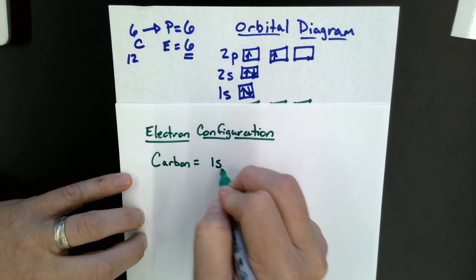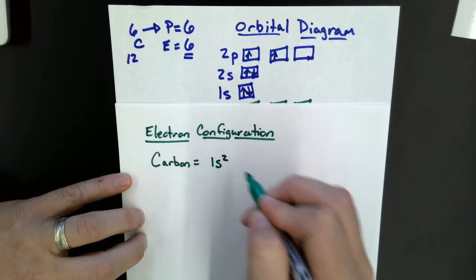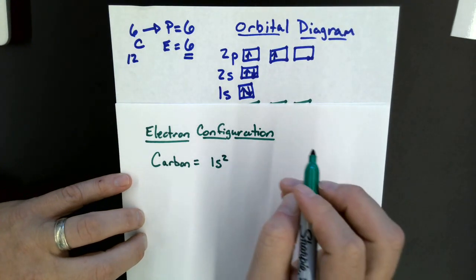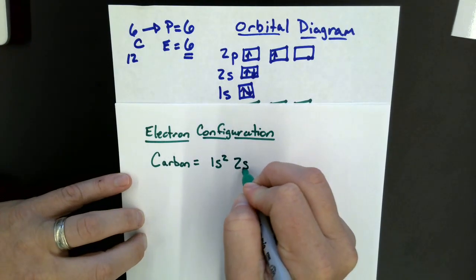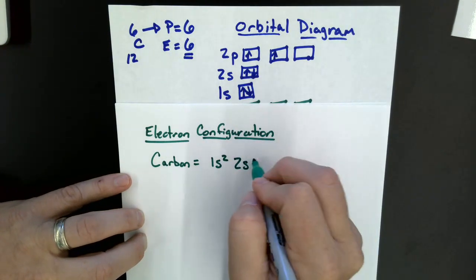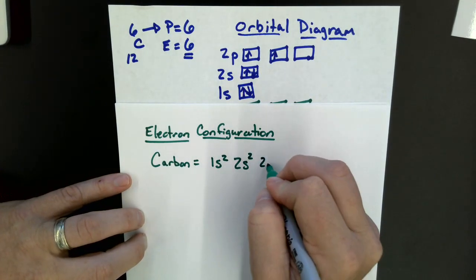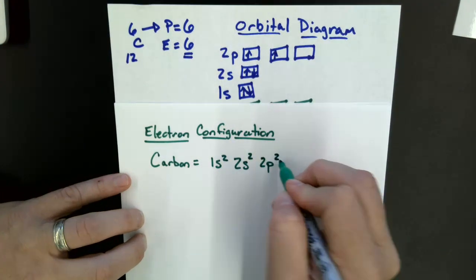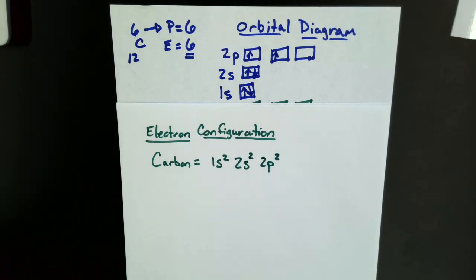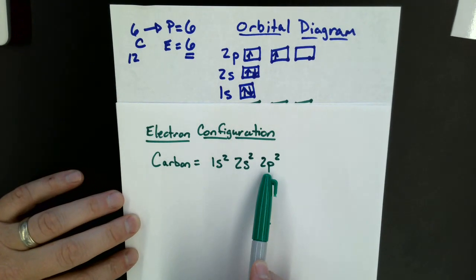So we have filled out 1s. How many electrons did we put in there? We put an up and a down. So we say 1s2 because we put 2 electrons in there. If we go to our next level, we have 2s, and again we have 1, 2. So we're going to say 2s2. And then we go to our next level, which is p, and now we have 1 up, which is, again, a total of 2. So the electron configuration for carbon is simply 1s2, 2s2, 2p2.